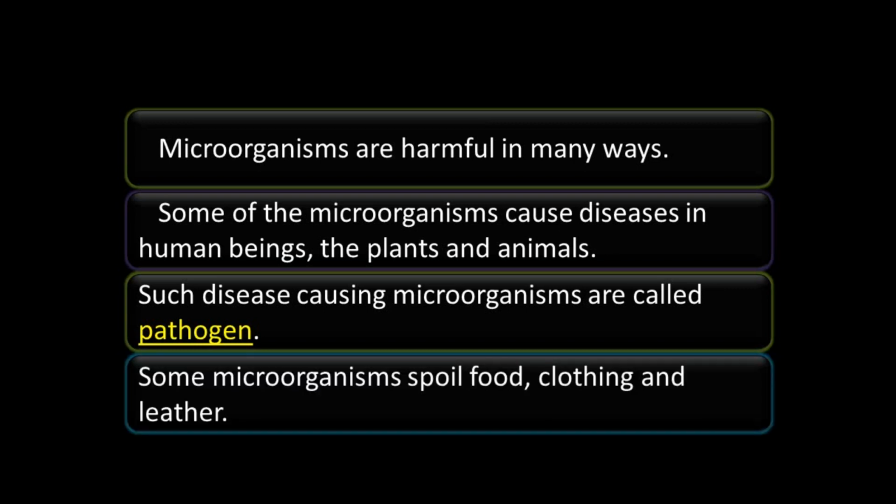Some microorganisms spoil food, clothing, and leather. So some microorganisms damage food items, clothes, and leather articles. So microorganisms are harmful. They cause different types of diseases in plants, animals, and human beings. They also damage food items, clothes, and leather. So these types of microorganisms that cause disease are known as pathogens.